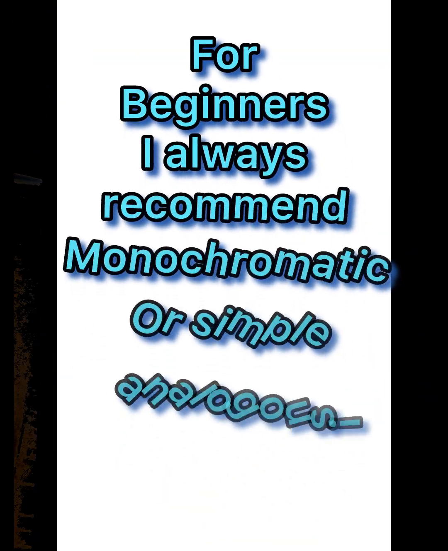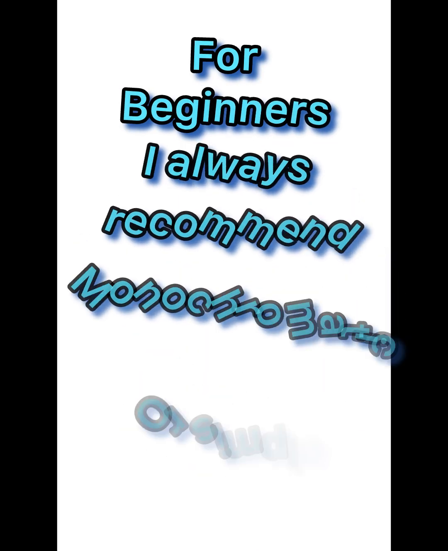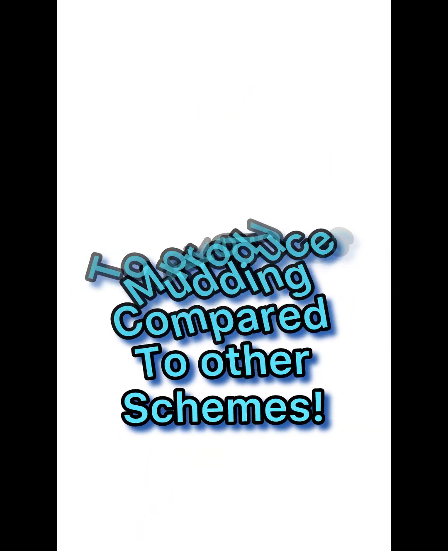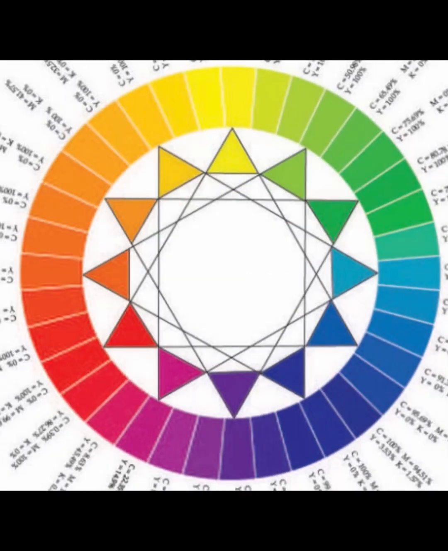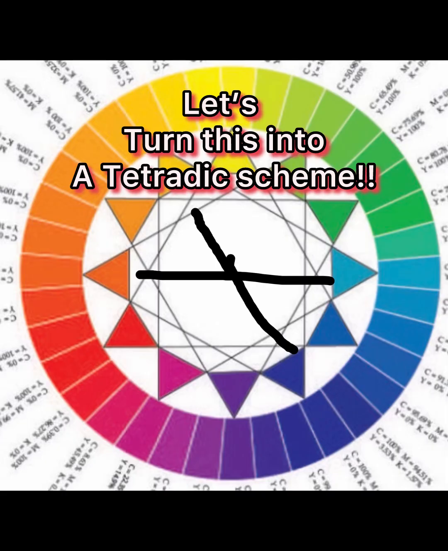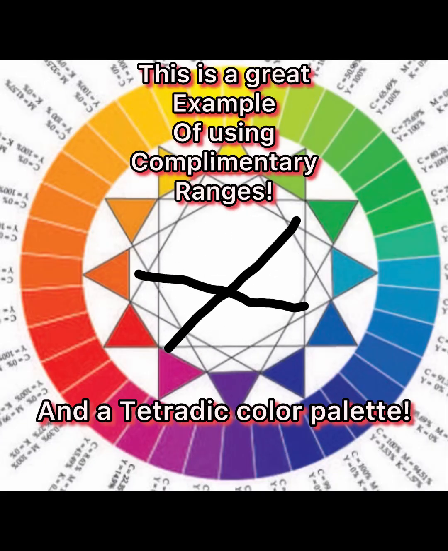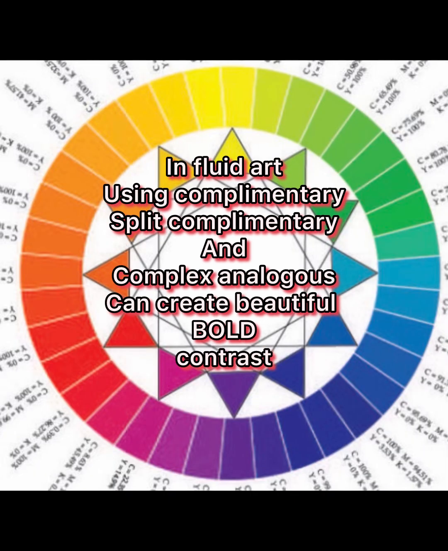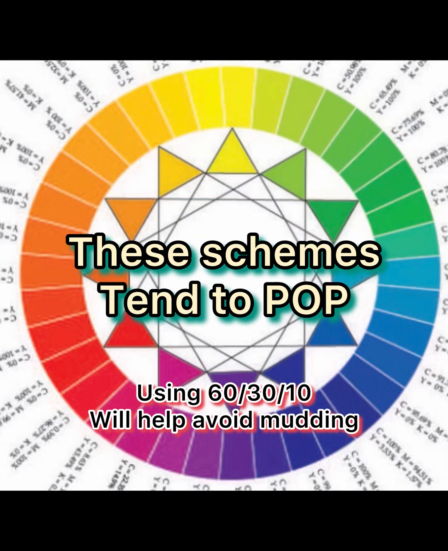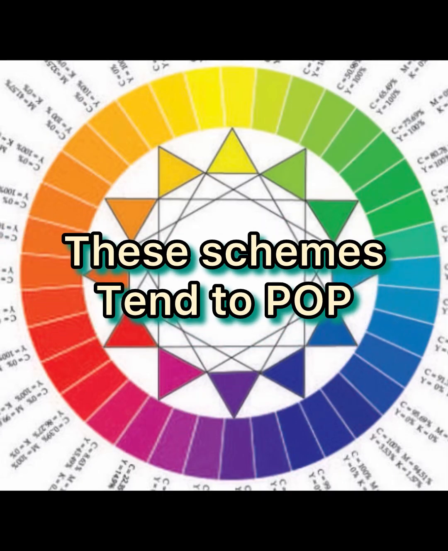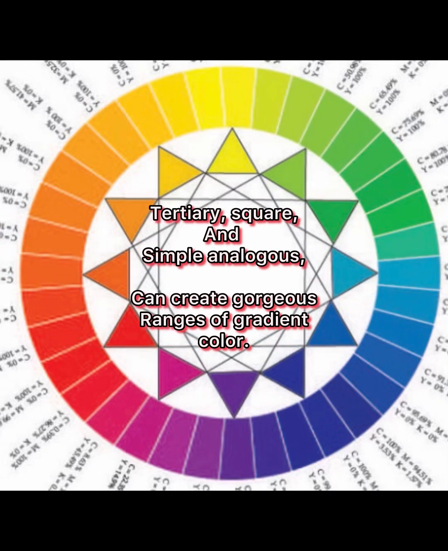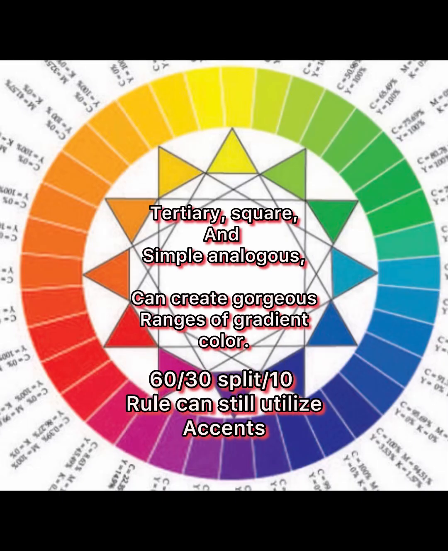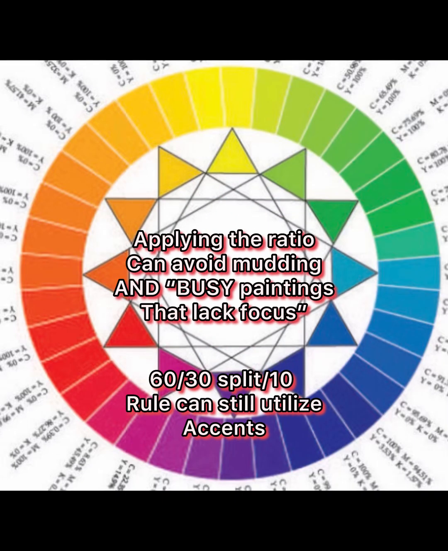For those just starting with fluid art, I always recommend monochromatic or simple analogous, just because they tend to mud less. In fluid art, teal, deep orange, and yellow gold are a popular combo. This is an accented split complementary that easily can be a tetradic color scheme. Great example of complementary ranges. Using complementary, split complementary, and complex analogous creates really, really bold contrast, and they always tend to give that pop factor, where tertiary, square, and simple analogous are more color gradient and color blending.